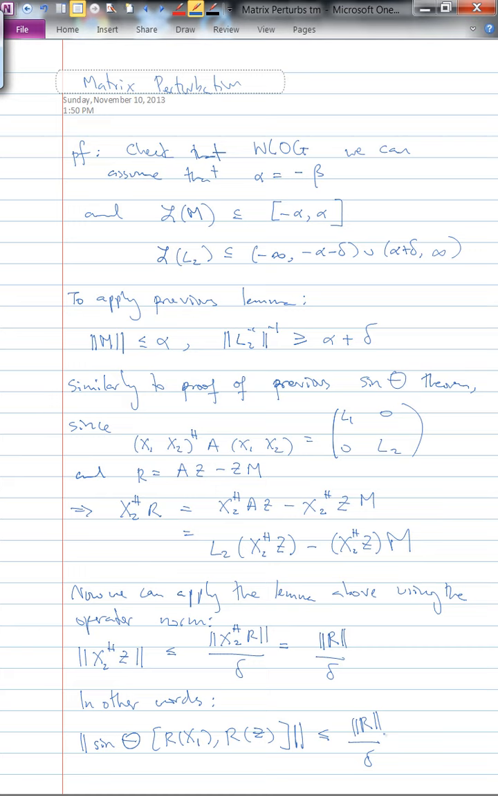Now you can see why we needed that step on unitarily invariant norms. We just need it for this step.